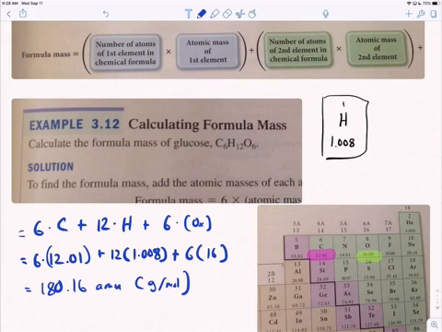So, okay, recap with this. We're figuring out the formula mass. Take the number of each element times the atomic mass of each, and you sum them together. For glucose, we use 6 carbons, 12 hydrogens, 6 oxygens. We get the atomic mass from the periodic table, and we sum them up, and we get 180. Questions with this?